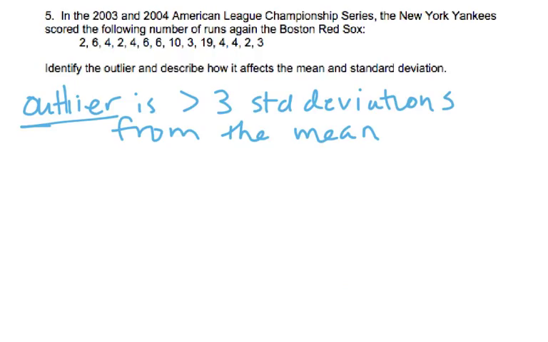Okay, let's look at this problem. One way to find an outlier is if it's more than 3 standard deviations from the mean, in either direction, greater than or less than the mean. If we have a number that's more than 3 standard deviations from the mean, we consider it an outlier.